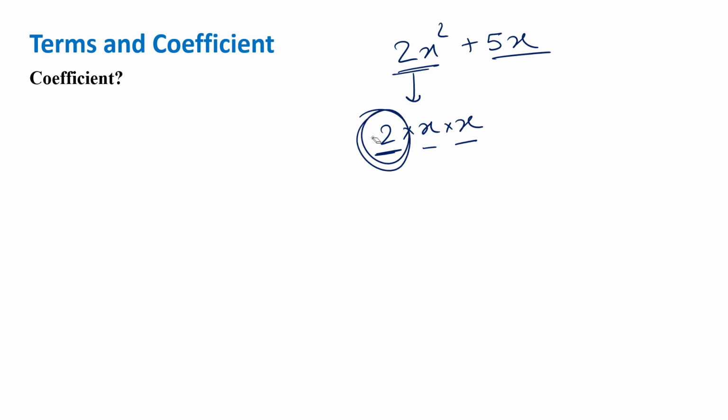As you have seen, in 2x square plus 5x, we had two terms. In these two terms you can see the factors. The first term is 2 multiplied by x multiplied by x. So you can say there are three factors: a constant and the variable. This constant, or the numerical factor of the term, is called the coefficient, or the numerical coefficient.